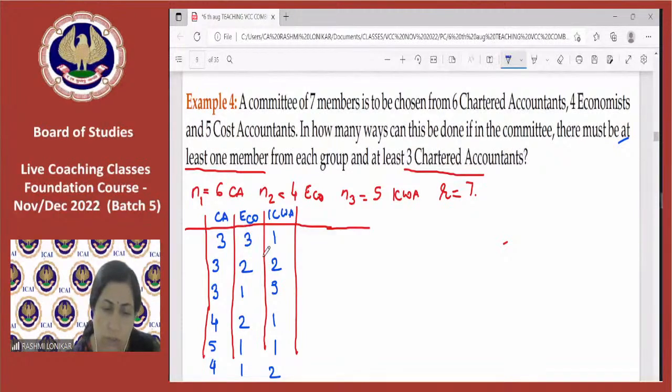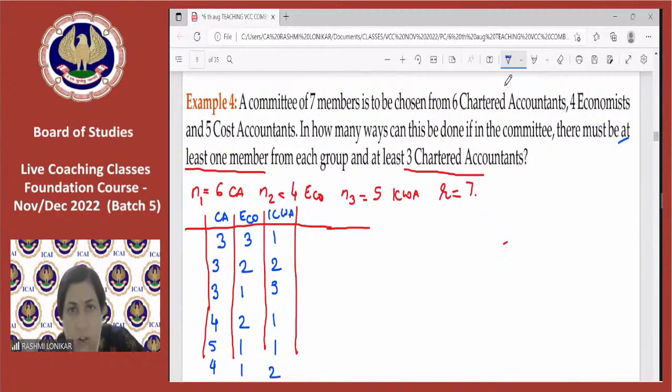So this is 3, 1, 1, 3 and 2, 2. If I have 4 CAs, so I have 4, 2, 1 or 4, 1, 2. If I have 5 CAs, 5, 1, 1. Okay. I cannot have 6 CAs, even though I have 6 CAs available with me, I can't take all of them, because the committee size is 7. I will need 1 economist and 1 ICW.